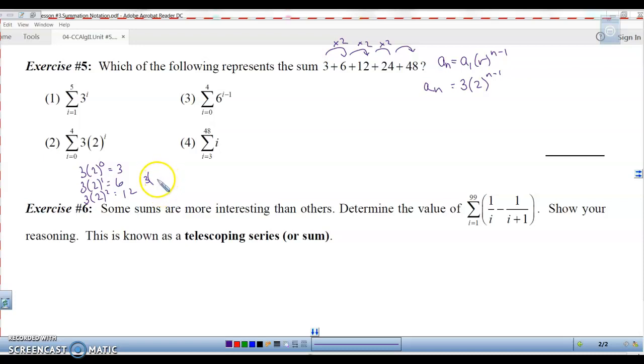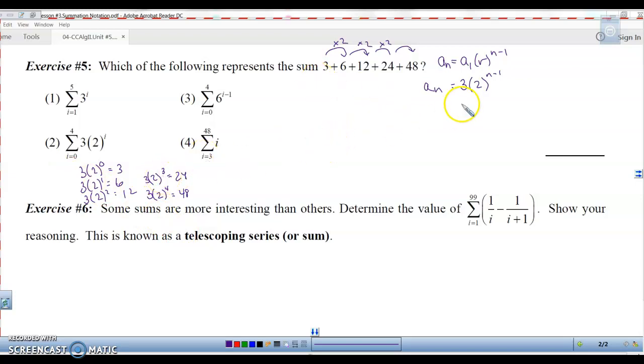As I keep going up, I want 3 times 2 to the third, which would be 8 times 3 is 24. And then 3 times 2 to the fourth, because that'd be the fifth term that we want, 2 to the fourth is 16, times 3 is 48. So that matches all the terms of the sequence, and then I can add them together. So you have to make sure the one that it has fits the terms.